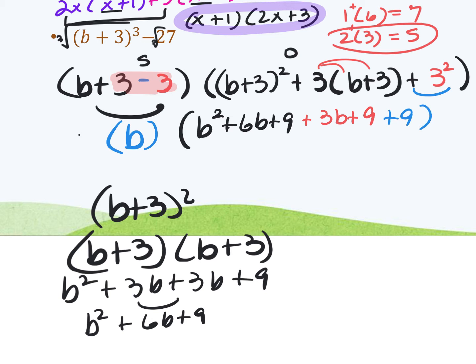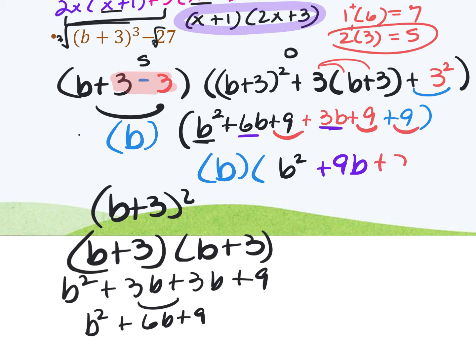Now I'm going to go back and look for any like terms. So I still have the b out front. I have nothing to add to the b squared. I've got a 6b and a 3b, which becomes 9b. And then lastly, I can add up all my 9s: 9 plus 9 plus 9 is 27. So here is the final answer.